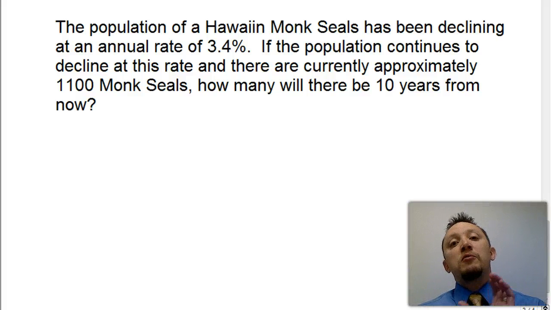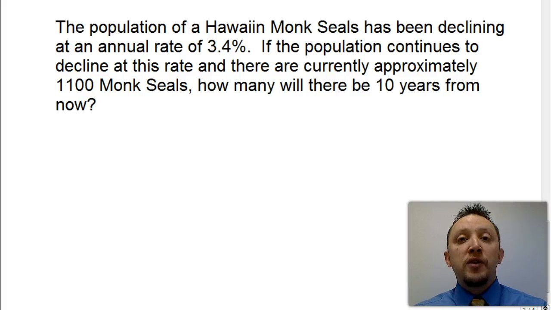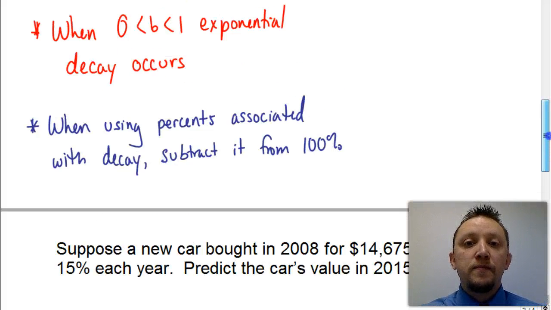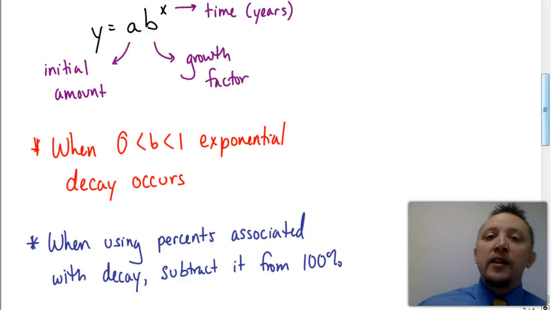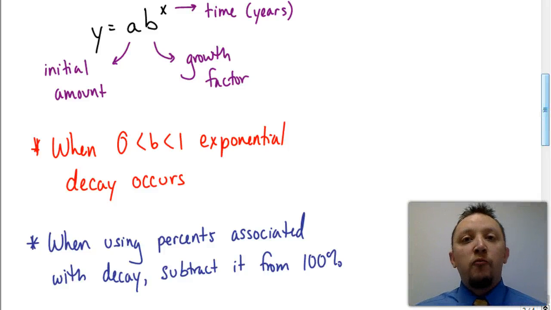Well, in order for us to be able to approach this problem, we need to make sure that we know how to use that equation, y equals a times b to the x power. And so let's take a minute, let's talk about that. So again, if you notice, I've identified the parts. The parts still look the same, where a is still representing our initial amount, what we're starting out with. B is still what we call our growth factor, which we'll be talking about in a minute. And your x is going to be representative of your time in years.